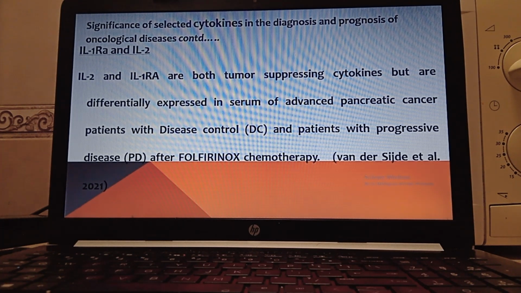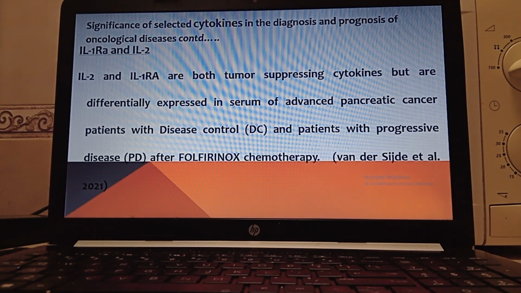88 patients with advanced pancreatic cancer, and these patients were divided into two groups. One of the groups was named the disease control group. The other group was named the progressive disease group. Now, the patients were treated with FOLFIRINOX chemotherapy over time. Blood samples for the assay or measurement of interleukin-2 and interleukin-1 receptor antagonist were taken before the treatment and after the treatment.